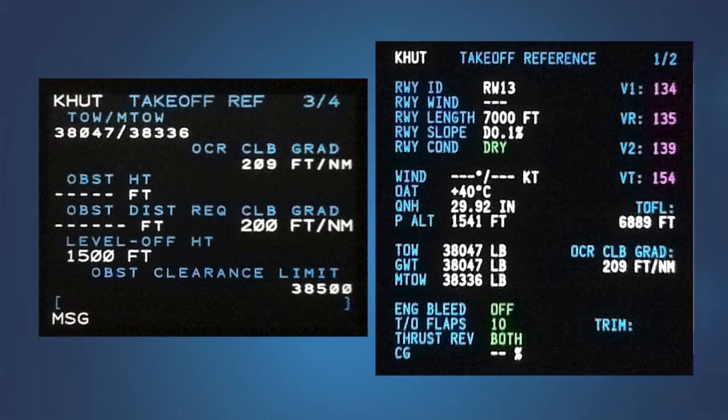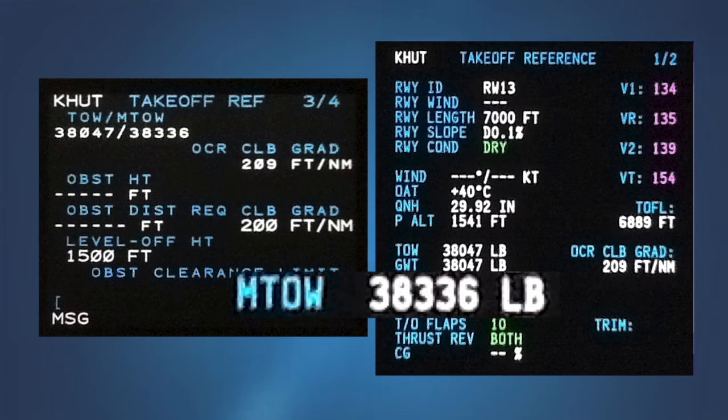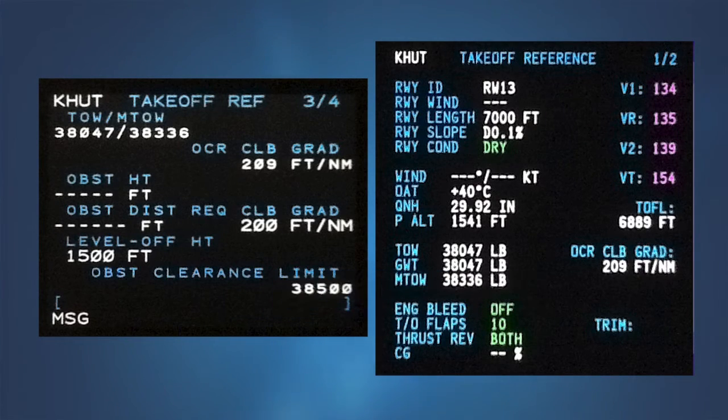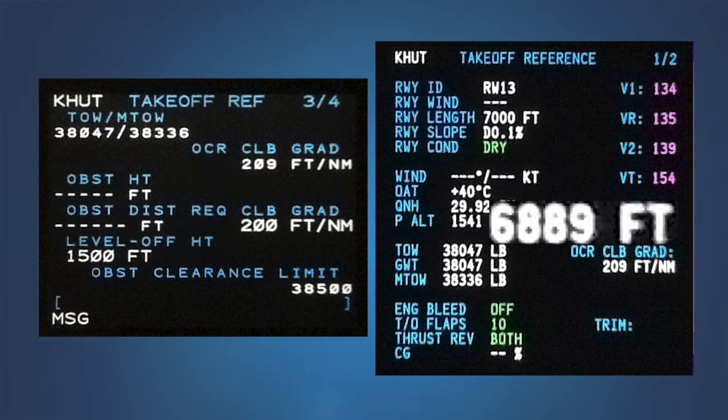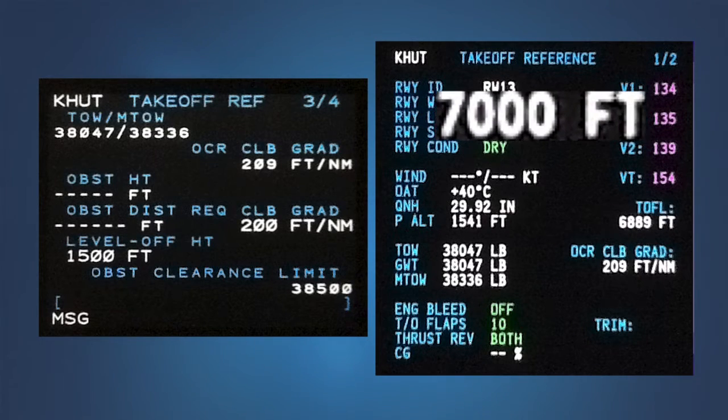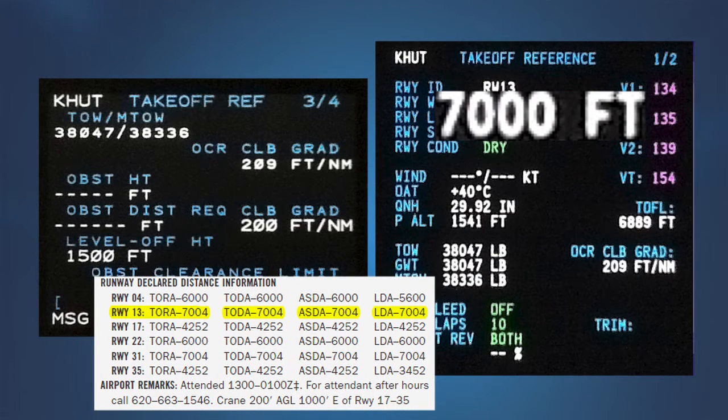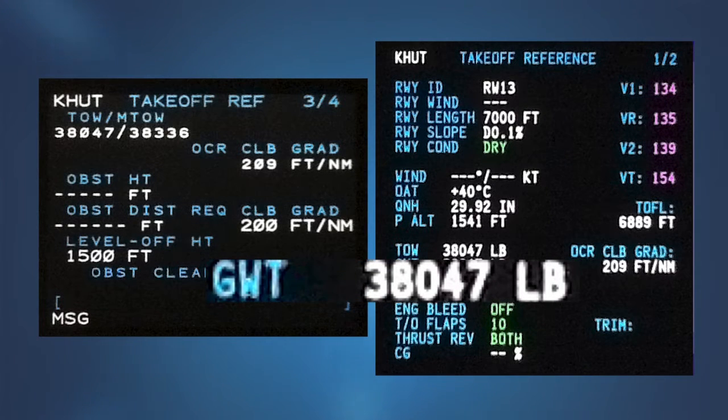We determine our maximum allowable takeoff weight using a typical summer temperature for Kansas, 40 degrees Celsius, which is equal to 104 degrees Fahrenheit. Maximum allowable takeoff weight computed by the FMS for runway 13 is 38,336 pounds. The takeoff field length required is 6,889 feet. Runway 13 is 7,000 feet in length. The declared distances for runway 13 are all 7,004 feet, which is slightly longer than what is shown in the FMS. 38,047 pounds is slightly below the takeoff weight limit.